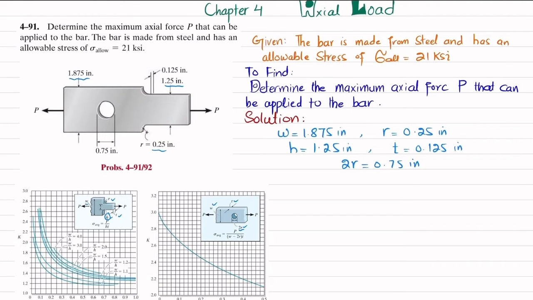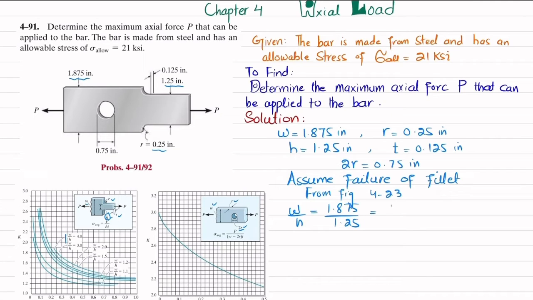So we will start from the fillet. I will write: assume failure of fillet. So we will find the stress concentration factor. For the fillet, we will need figure 4-23. We will find the values of W by H and R by H. So W by H is equal to 1.875 divided by 1.25, which gives 1.5, and R by H is equal to 0.25 divided by 1.25, which is equal to 0.2.